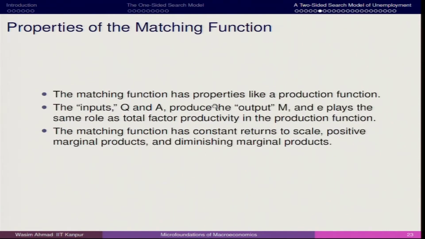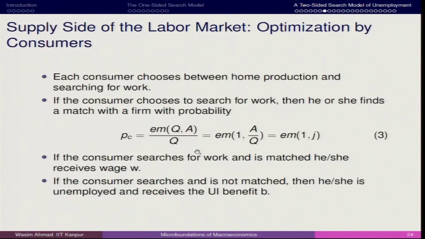The matching function has properties like: the inputs Q and A produce the output M, and E plays the same role as total factor productivity. So, it measures the efficiency of the matching. If E is higher, then you have higher matching, and it is linearly decided. So, you are assuming constant returns to scale. We also have positive marginal product and diminishing marginal product.